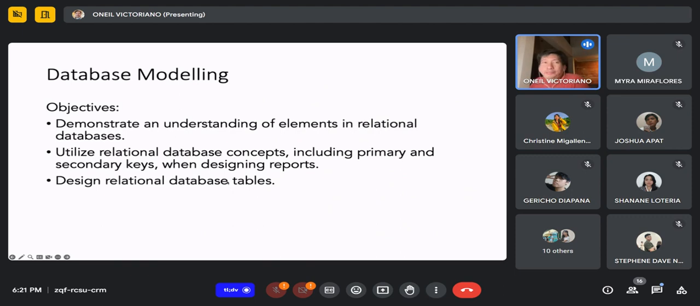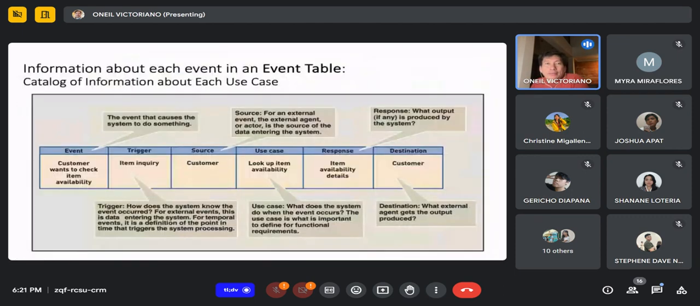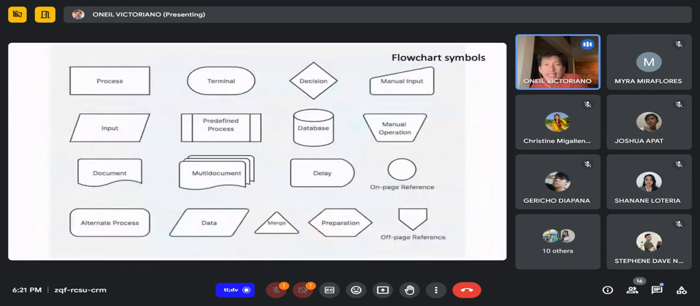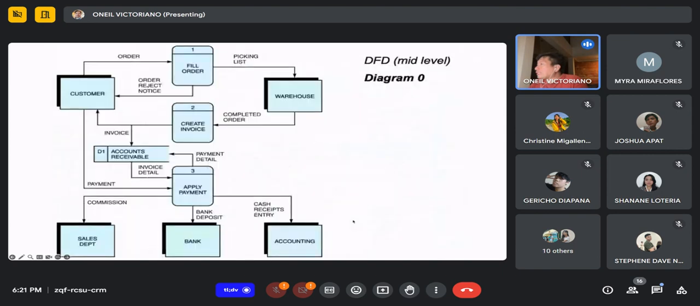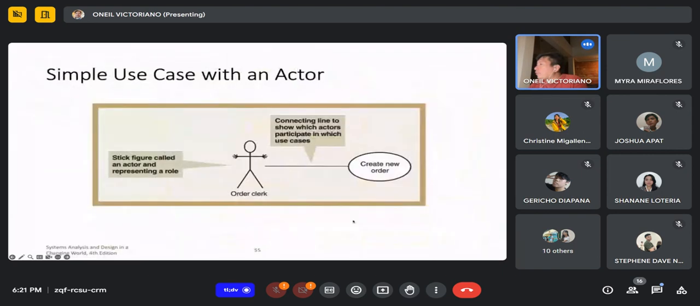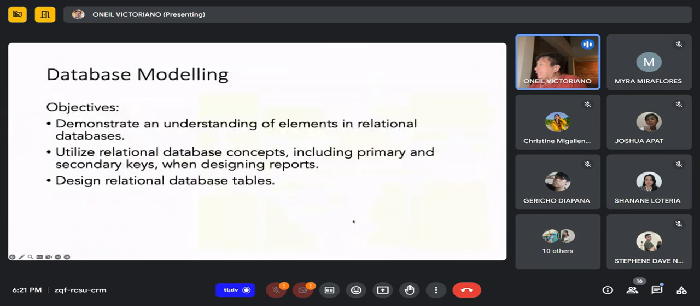So these are items for process, no, or for data. No? So we have flow chart, we have data flow, we have event table and use cases for depicting the processes of the system. Well, the next main topic for modeling is databases.